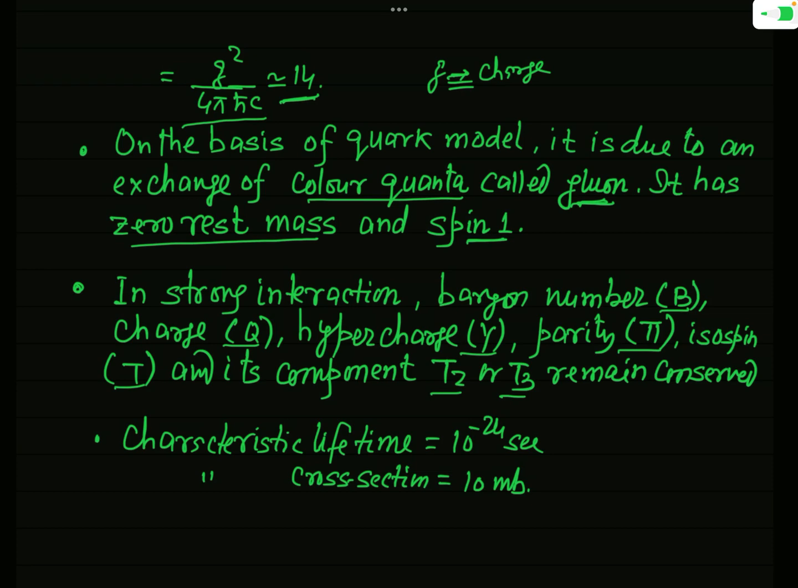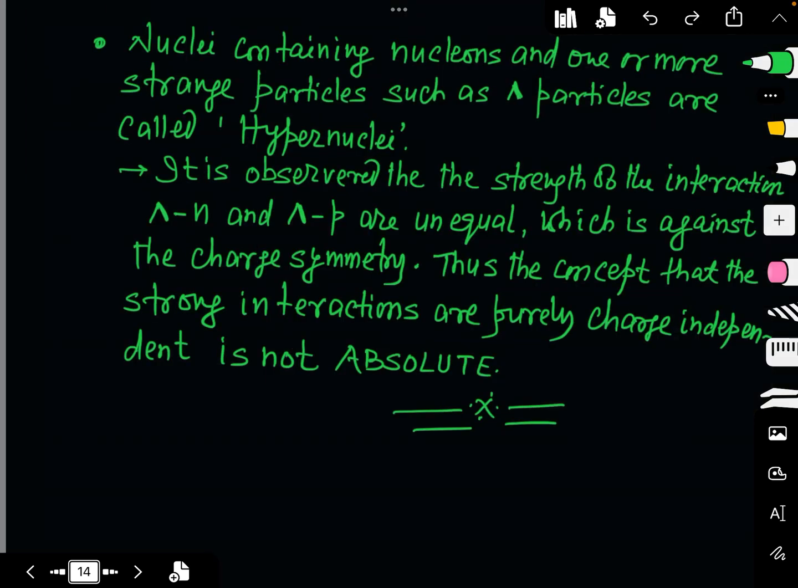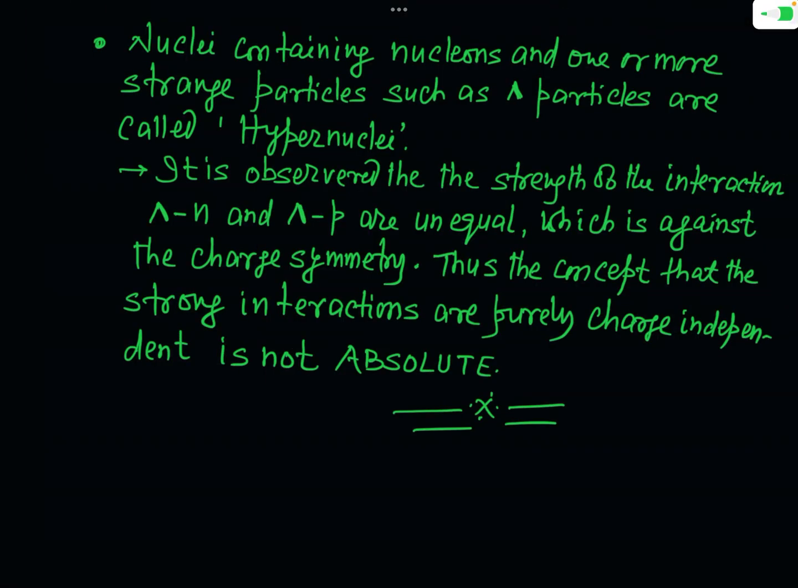Now remember this information. The characteristic lifetime of this interaction is 10 to the power minus 24 seconds. This is very short, and its cross section is almost equal to 10 millibarn. Now, as I have told you earlier, this strong interaction is charge independent, because we see that the interaction between neutron and neutron, proton and proton, and a neutron and a proton inside the nucleus is the same. And that's why we simply say that a strong interaction does not depend on charge.